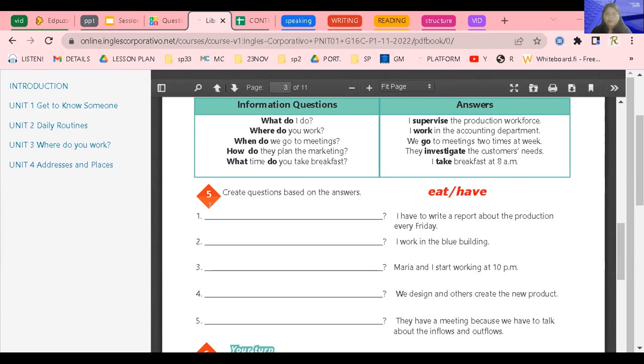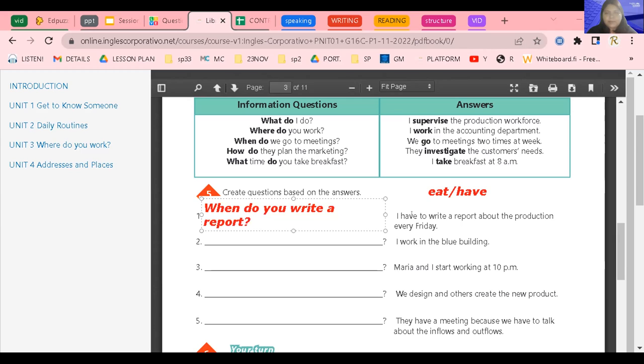I have to write a report about the production every Friday. So let's try to write the questions. Vamos a tratar de hacer las preguntas para esa respuesta que tenemos ahí. I have to write a report about the production every Friday. I'm going to help you with the double H word. When do you write? Auxiliary. Okay. When do you write a report?